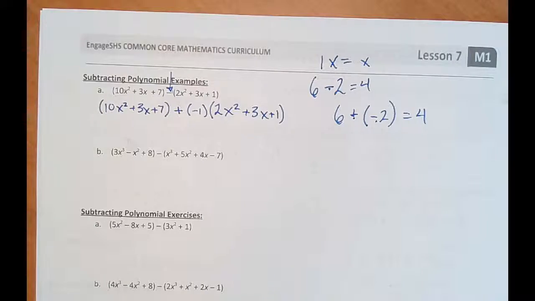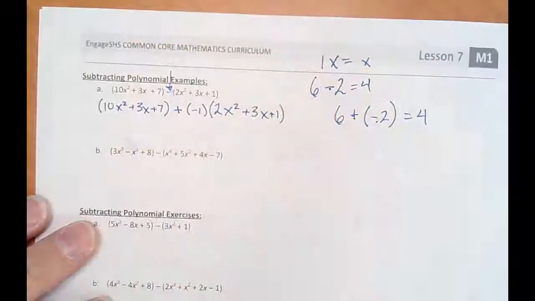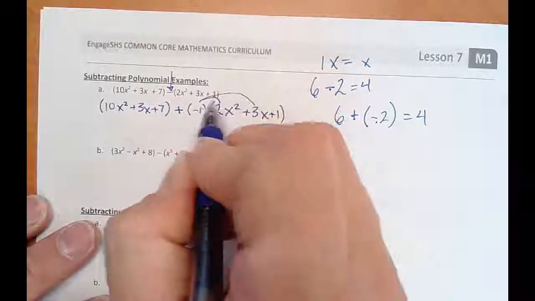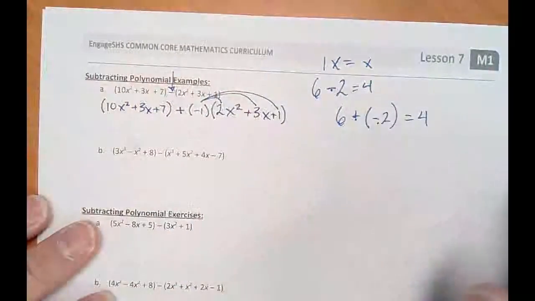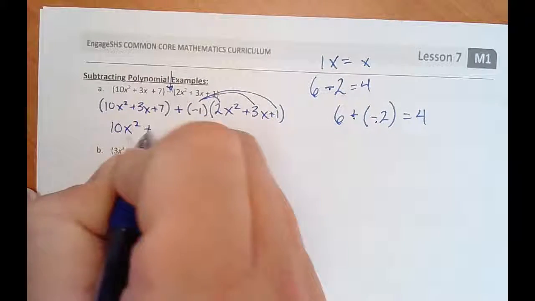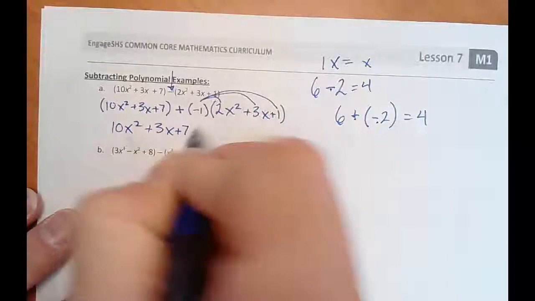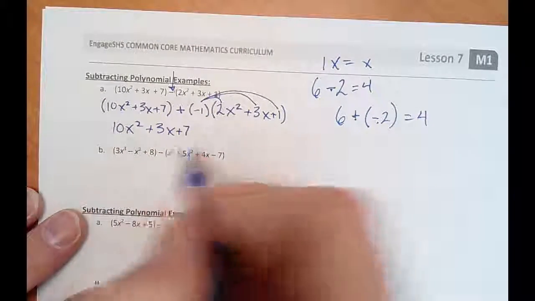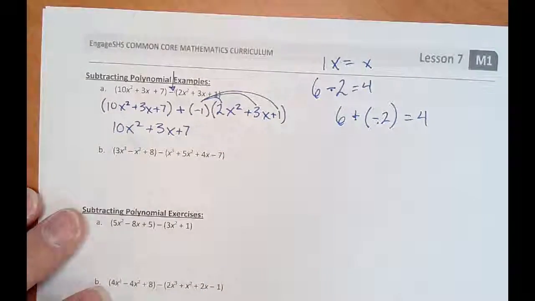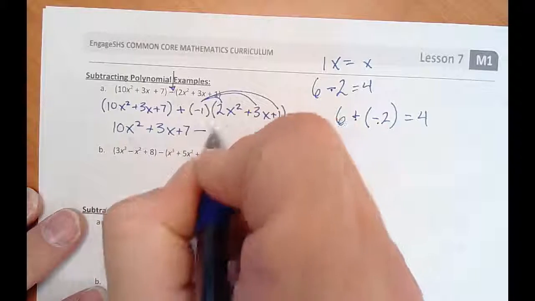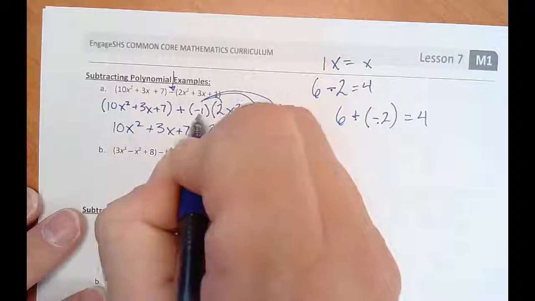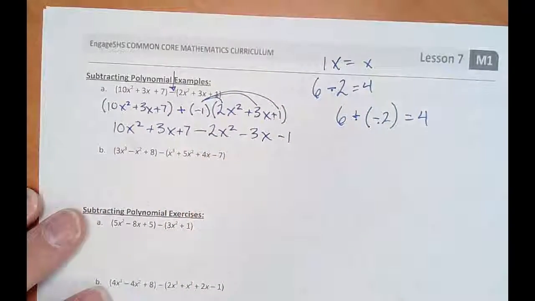Then, remember what we did in the previous lesson, we used the distributive property. So this minus 1 is going to be distributed to everything to the right of it. So we have a rewrite: 10x squared plus 3x plus 7. Notice that I've dropped the parentheses because as soon as I start using a plus sign, the parentheses aren't even necessary anymore. Minus 2x squared minus 3x minus 1.